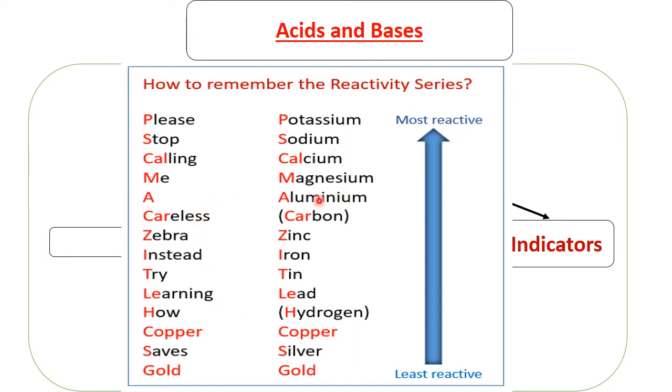This is just a picture I got on the internet, and it has a memory aid: "Please stop calling me a careless zebra. Instead, try learning how copper saves gold." This is just a way to remember the reactivity series. But for me, the way I used to take it, copper, silver, and gold, I used to know that they are less reactive than hydrogen. So this is the reactivity series. With this being said, let's get on to today's topic.